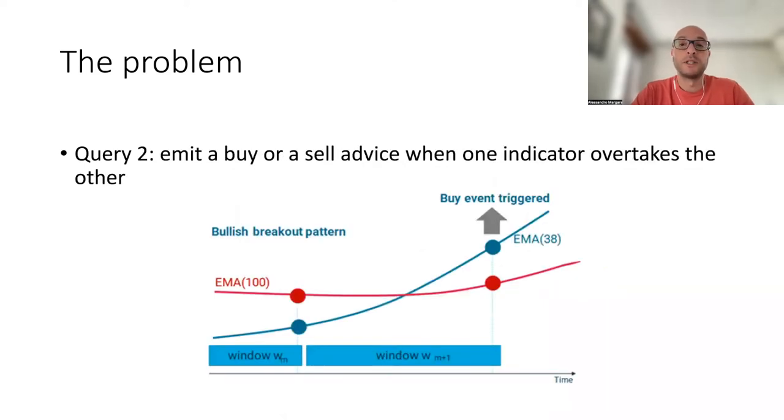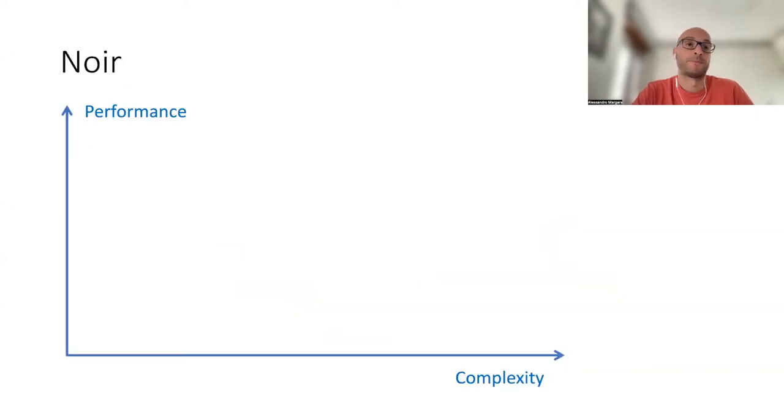Then query two requires emitting a buy or a sell advice when one of the two indicators, one of the two EMAs, overtakes the other one.